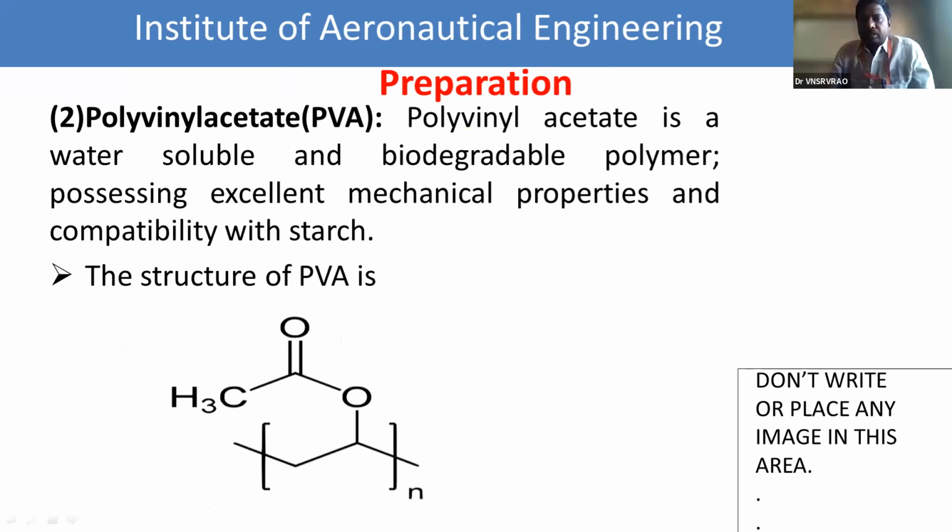Next, the second synthetic polymer is polyvinyl acetate, PVA. First of all, this polyvinyl acetate is water soluble and it is a biodegradable polymer possessing excellent mechanical properties and compatibility with starch. The functional groups present in polyvinyl acetate are methyl groups, and at the left side of the ring and at the top of the ring there is a ketonic group, and on the right side a group we know as the alkanoate group.